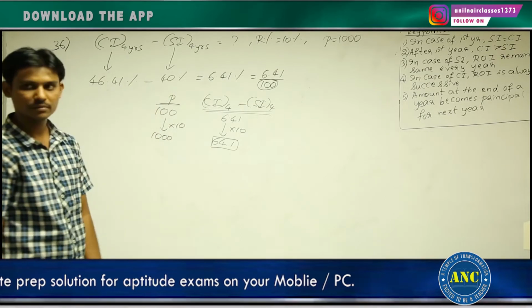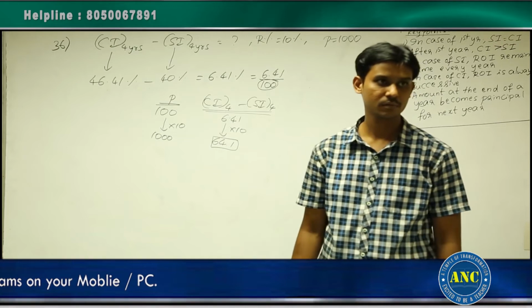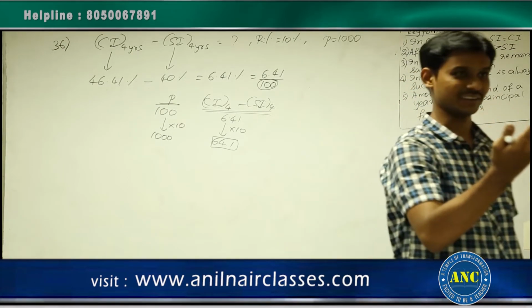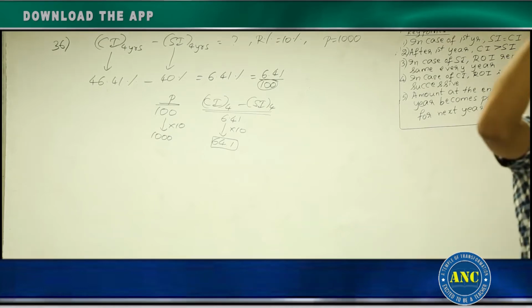No, sir. 10% for 4 times, 20% will be for 2 times. Doubling the percentage. That is your approximate value, sir. When are you finding the approximate value? First of all, why are you finding approximate value? To reduce your calculation.